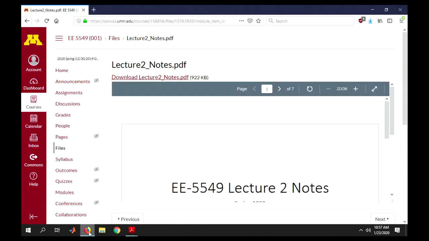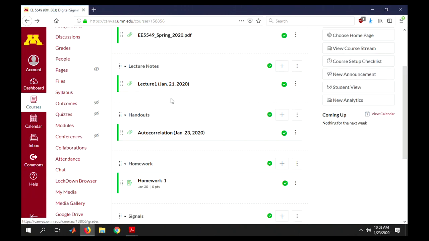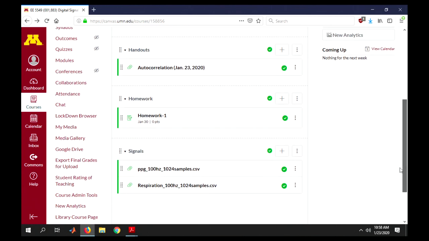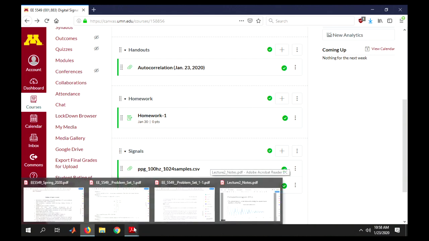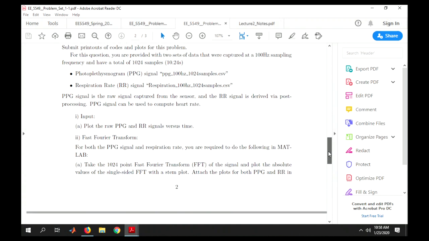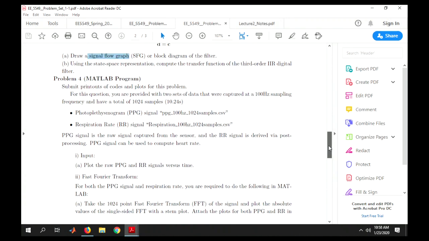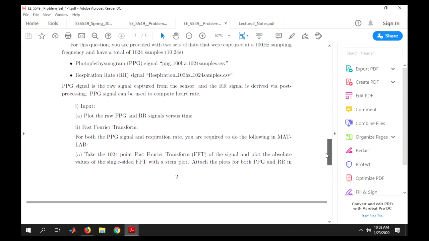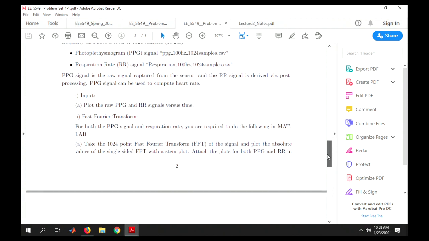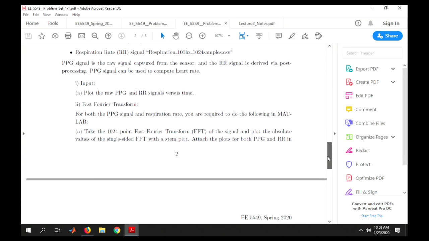So let me go back to the homework and see what the homework is. It's a long and involved homework. I certainly want you to start the homework sooner rather than later. Let's see if I had already downloaded the homework. Yeah. So in this long homework, we give you two signals, the PPG and the respiration rate signal, sampled at 100 hertz. Grab them from the Canvas site.